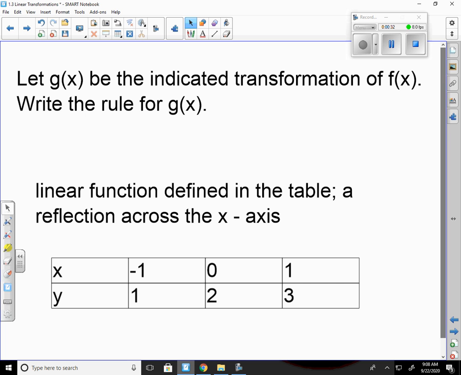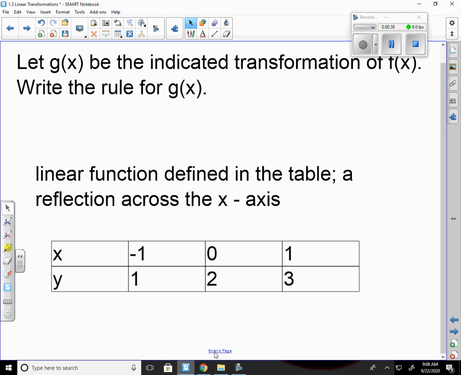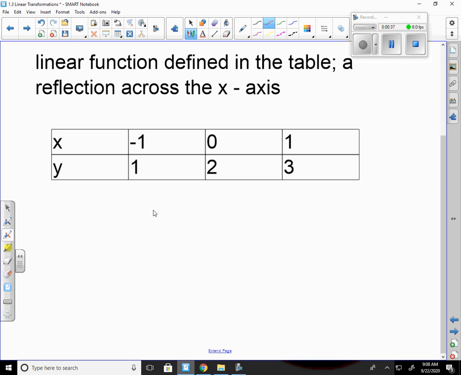So we start with our table. Now, if you remember, the equation of a linear function in slope-intercept form is y equals mx plus b. B is the y-intercept, m is the slope. So that m is our slope. We know our y-intercept is always when x is equal to 0. So our y-intercept is going to be 2. But we need to find our m, which is the slope.